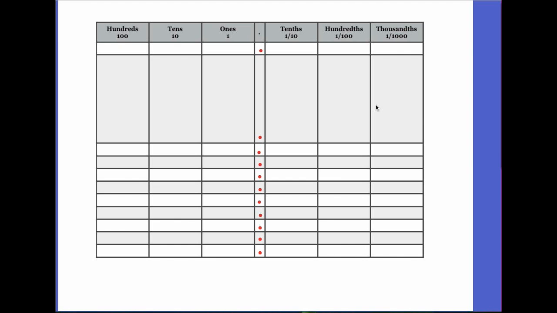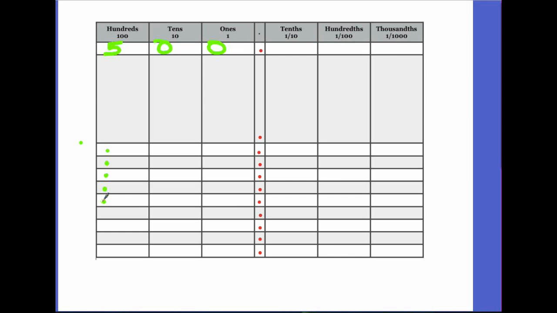So I start with this number. Okay, so the number is 500 divided by 10. How many hundreds do I have? How many hundreds? 5. So I'm going to draw a disc. 1, 2, 3, 4, 5.